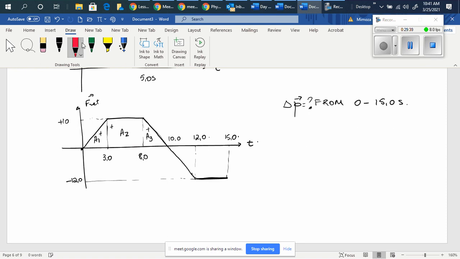While when we move below the horizontal axis, we have area 4 that is negative and area 5 that is negative as well. Go ahead, stop the video, find the areas, and then add them all together and find the change of momentum for 0 to 15 seconds for this graph of average net force versus time. I will show you the work in a few seconds, so stop the video.